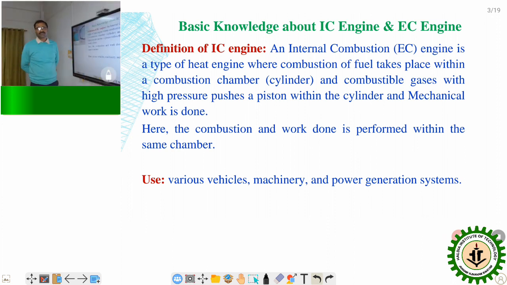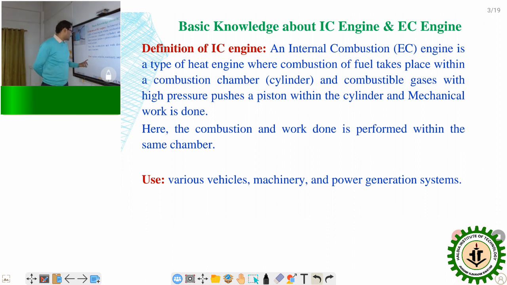Internal combustion. Here in the engine, the combustion of the fuel, or ignition of the fuel, will happen within a chamber, and also work will be done in the same chamber. So the chemical energy from burning or combustion of the fuel will be transformed into mechanical work within the same chamber. That means the combustion is taking place within the same chamber, so it is called internal combustion engine.